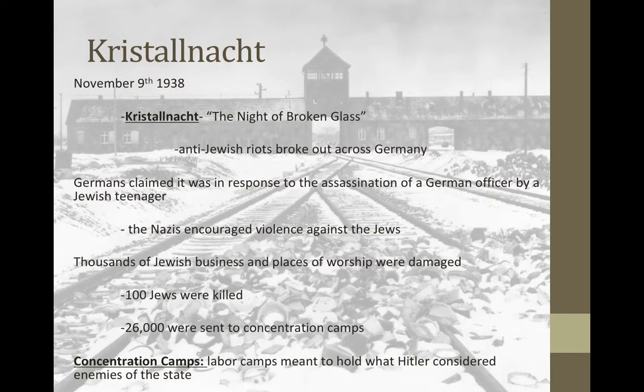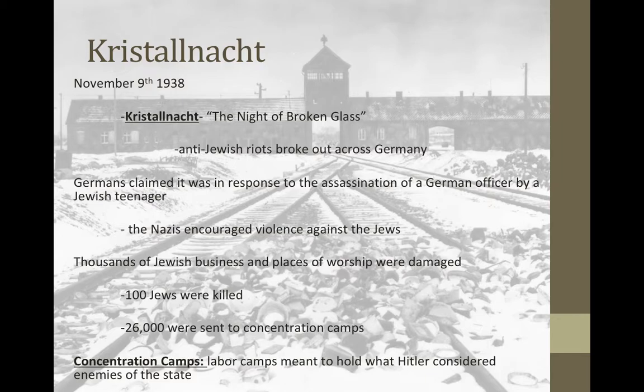So Kristallnacht is the night of broken glass, and essentially what ends up happening is that there is a scuffle between a Jewish teenager and a German officer, and the Jewish teenager does supposedly assassinate the German officer, and then things just go crazy from there. The Germans go around and start breaking down all these Jewish businesses and burning all of their books and burning down the synagogues.